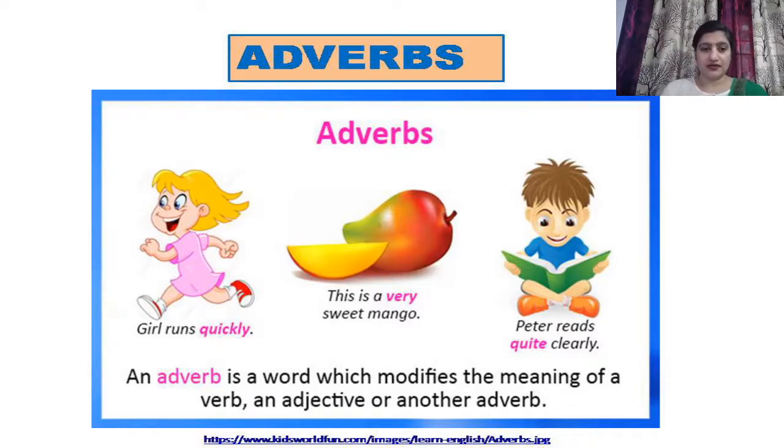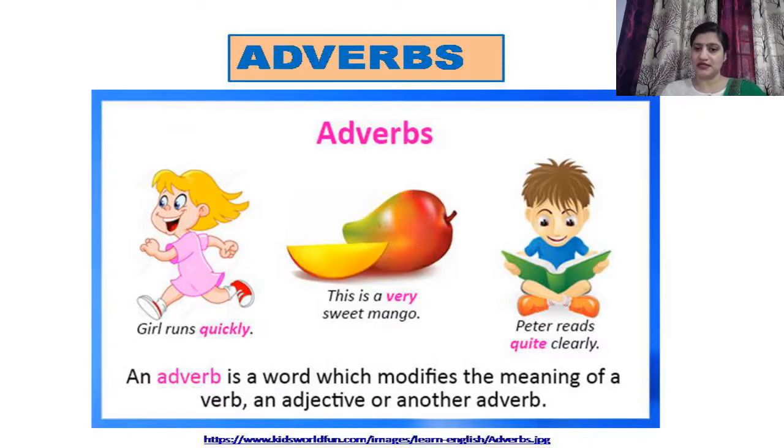When you say a girl runs quickly, so runs is an action word, it's a word that denotes action. In what manner does she run? This is being answered by the last word, quickly. So quickly describes the verb runs. So quickly is an adverb. Here it is modifying the verb runs.